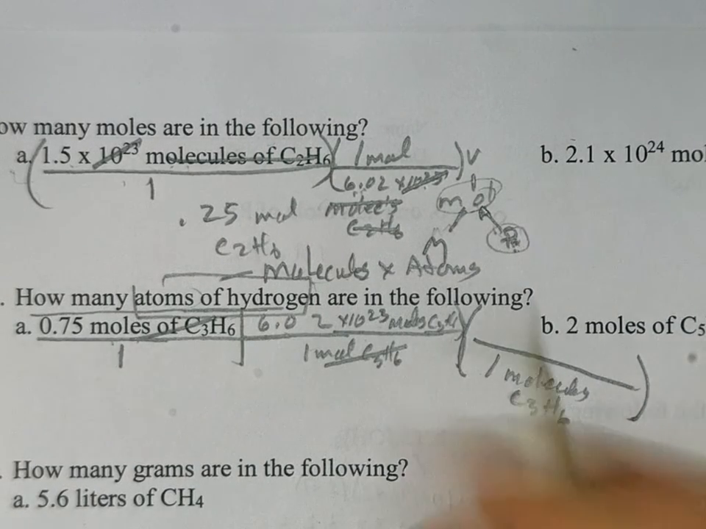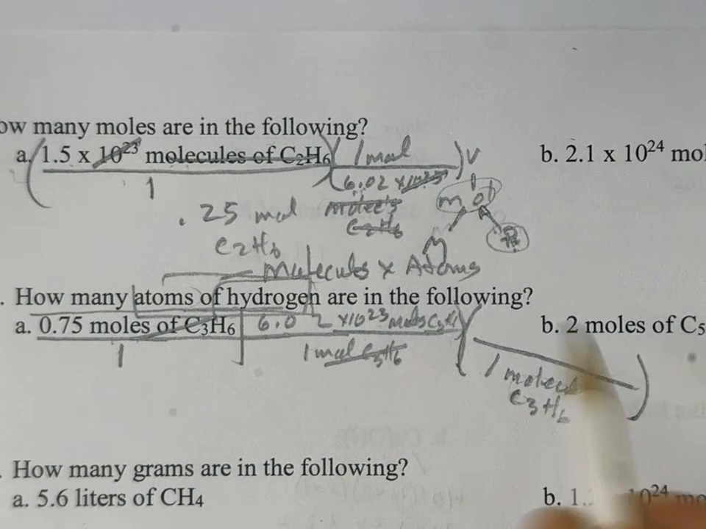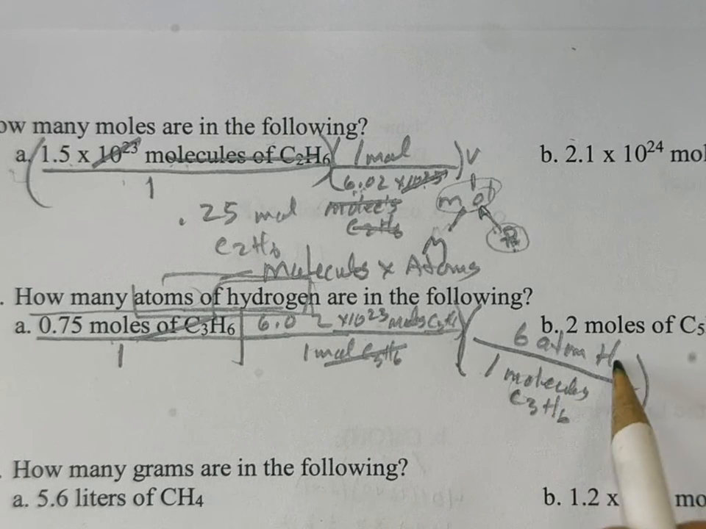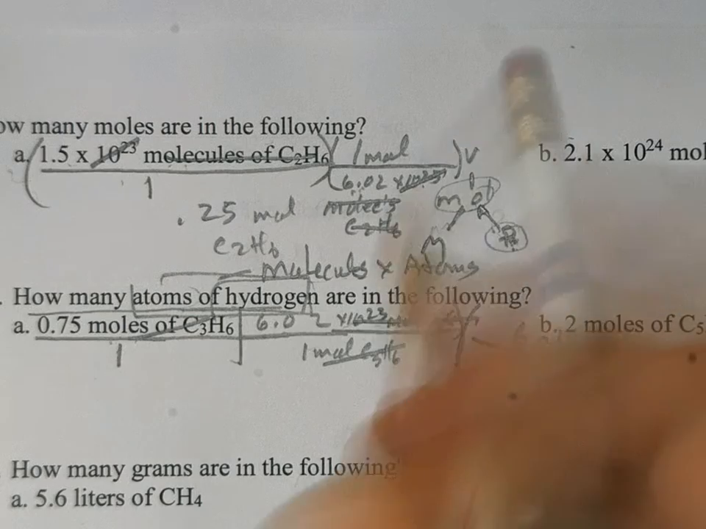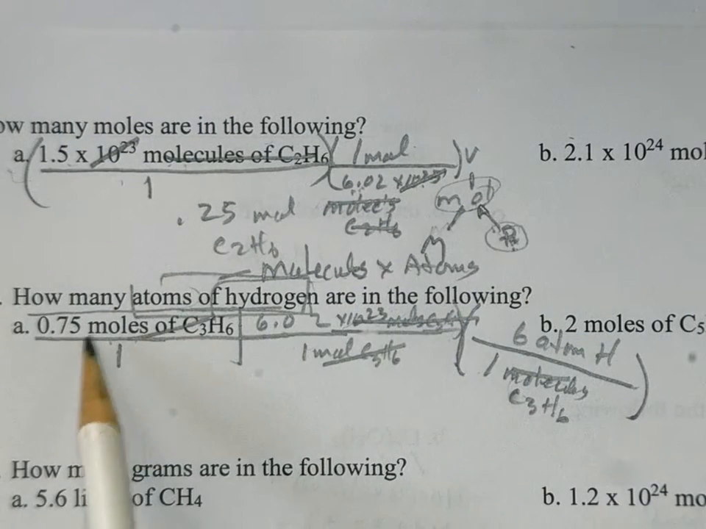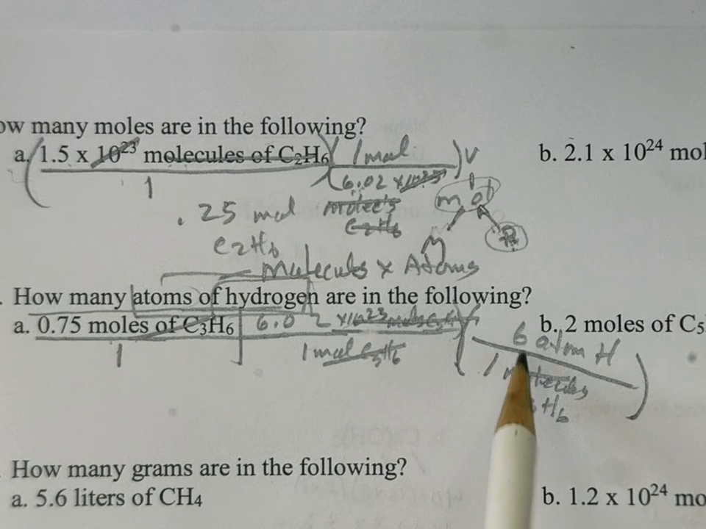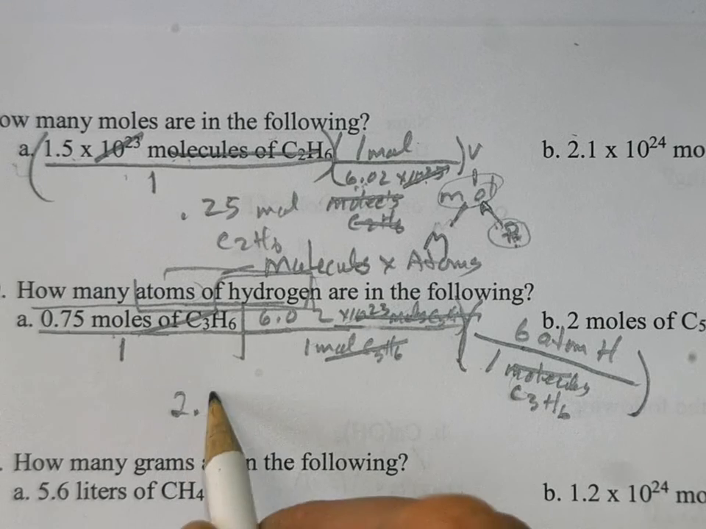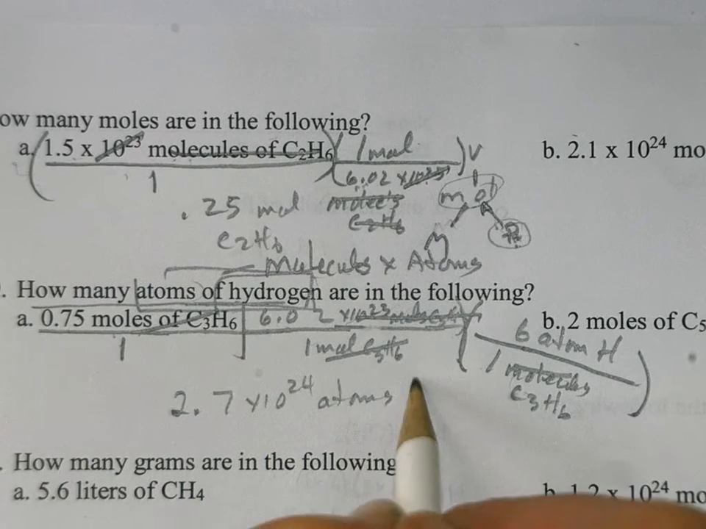C3H6. We're looking for atoms of hydrogen. Every one of these molecules has 6 atoms of hydrogen. The molecules cancel out, not the times 10 to the 23, there we go. So now we're going to have 0.75 times Avogadro's number times 6. And I think, let's see, did I get that all calculated out? You end up with something like 2.7 times 10 to the 24 atoms of hydrogen when you do that.